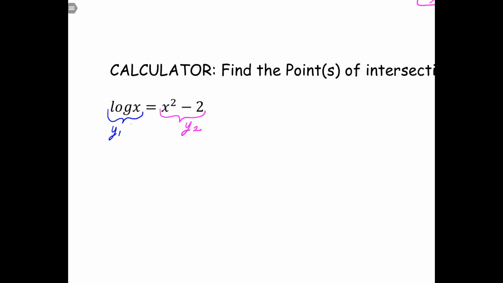Remember the series of commands to press on your calculator. We're going to be pressing second, trace, I believe it's option 5, is intersect.